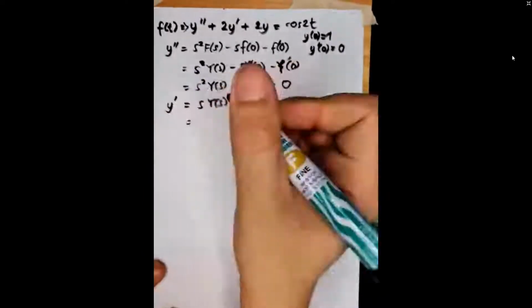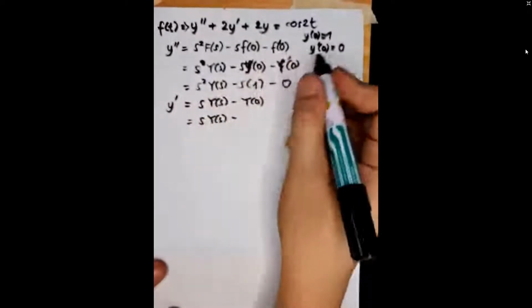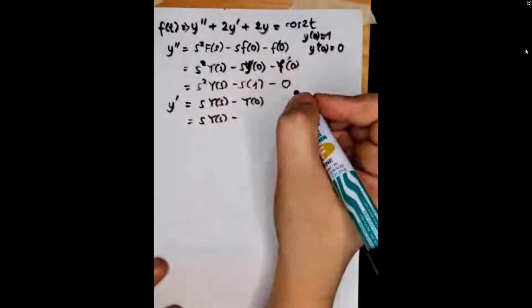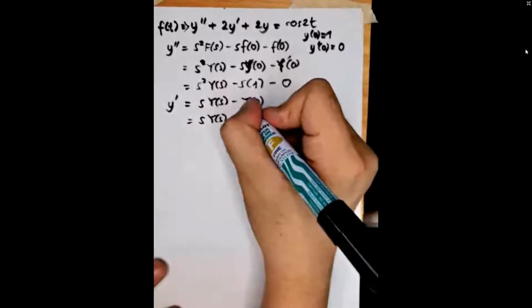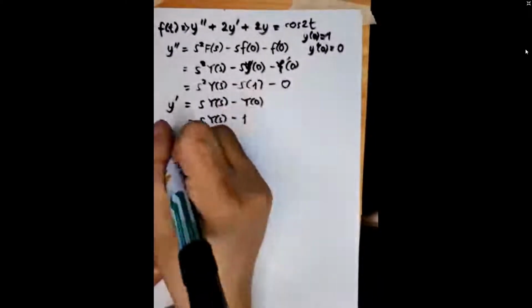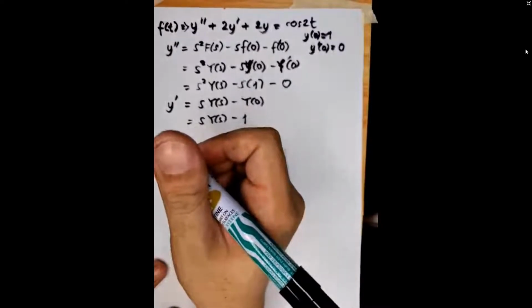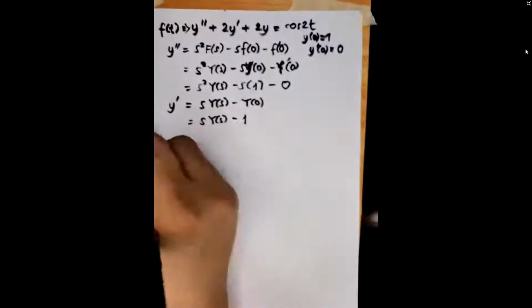So that's equal to s y of s minus, what's y of 0? So y of 0 is 1. And then, that's it. So let's substitute this to this given equation.